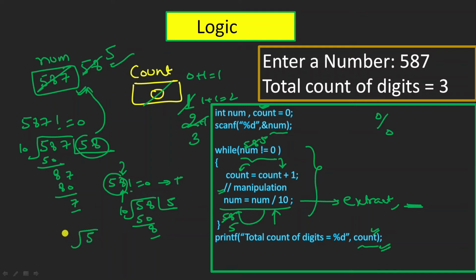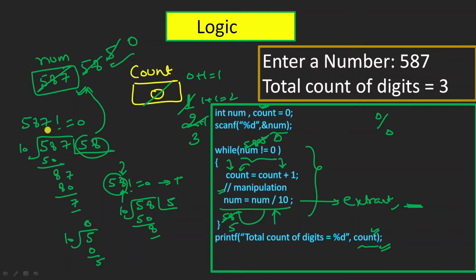If I divide 5 by 10, remainder will be 5, but quotient will be 0. So basically my count has become 3. My number from 5 has changed to 0. Now if I go above, 0 is not equal to 0? No, my number has become equal to 0. So that means this while loop will be false now. We will not go inside.